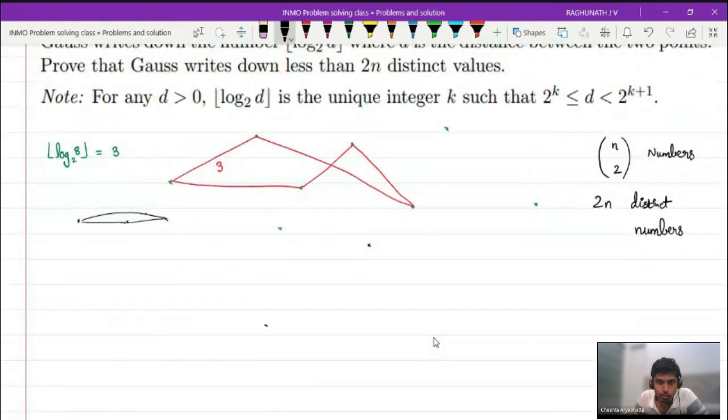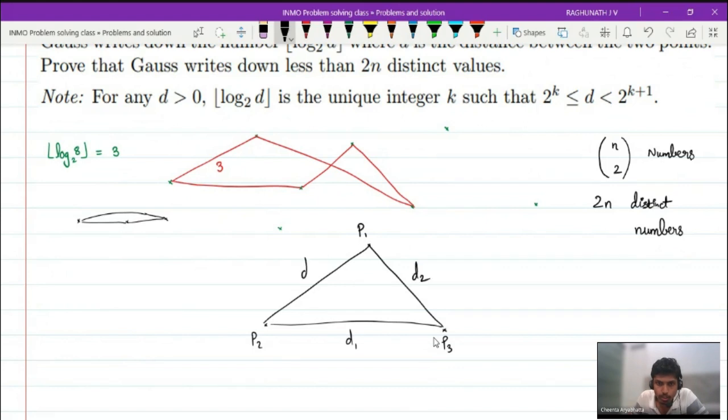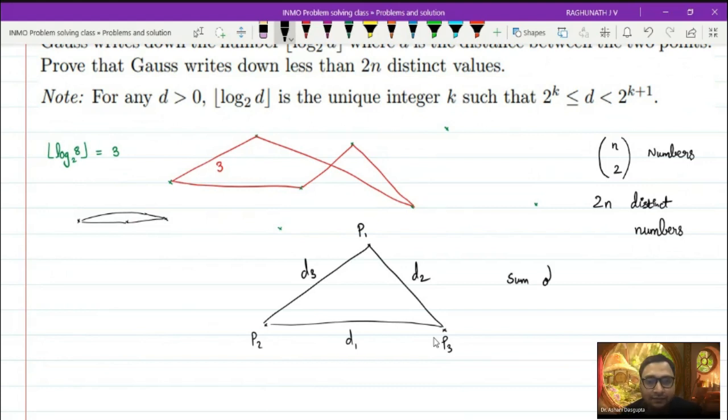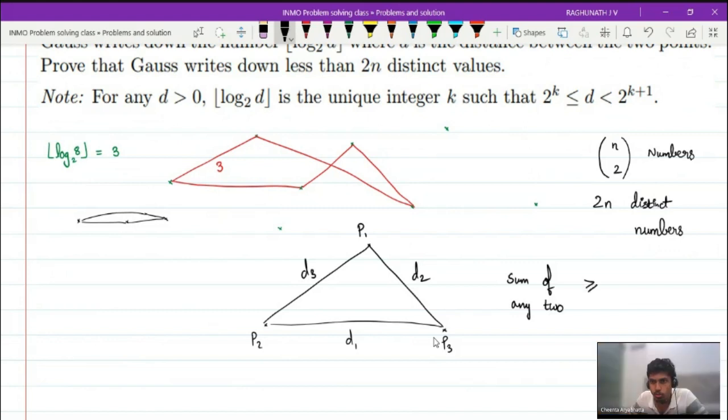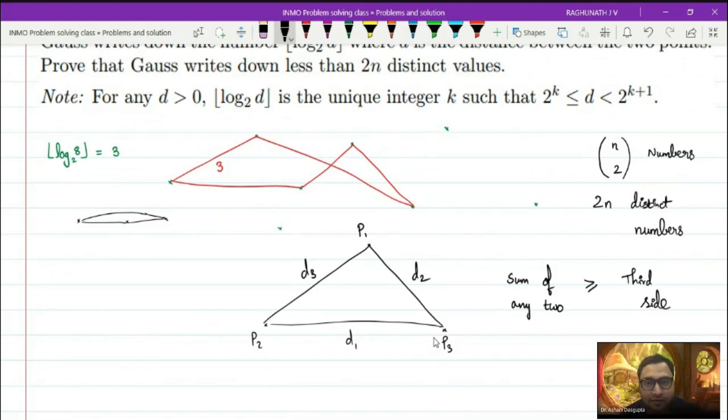So if you have 3 points, let's say the points are p1, p2 and p3, and let's say the distances are d1, d2 and d3, then the sum of any two is greater than or equal to the length of the third side. So this special property about the Euclidean plane makes us think about this constraint.